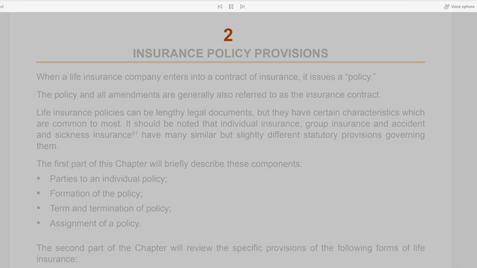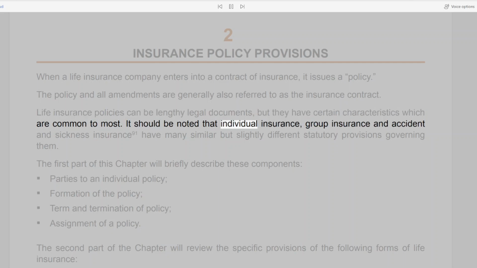2. Insurance policy provisions. When a life insurance company enters into a contract of insurance, it issues a policy. The policy and all amendments are generally also referred to as the insurance contract. Life insurance policies can be lengthy legal documents, but they have certain characteristics which are common to most.